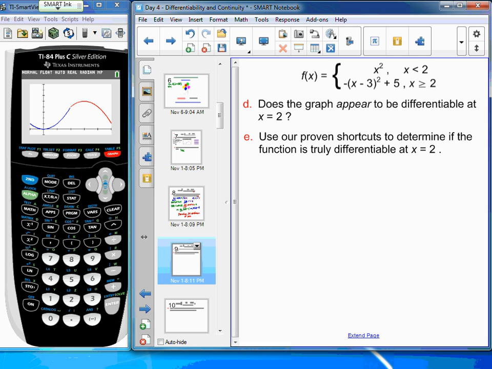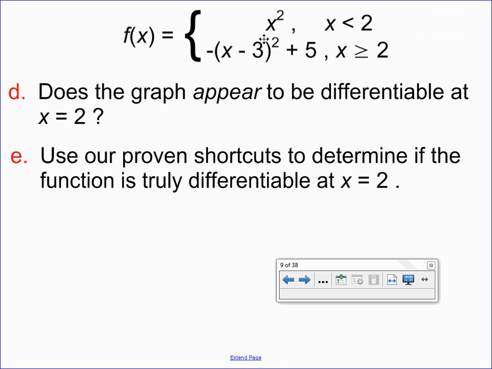Anna and Evie? No, we said no. You said no? Raise your hand if you said no. Who said yes? Okay, so we're going to decide whether it is or isn't, and we can do that mathematically because we have a function definition. So does it appear to be differentiable? I'm going to put a maybe, because I got no's and yeses. Maybe.